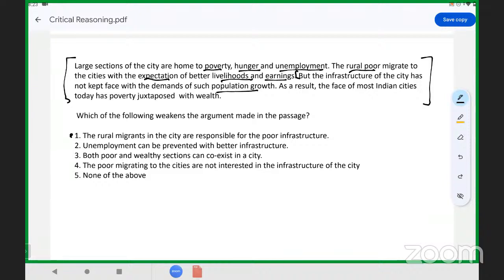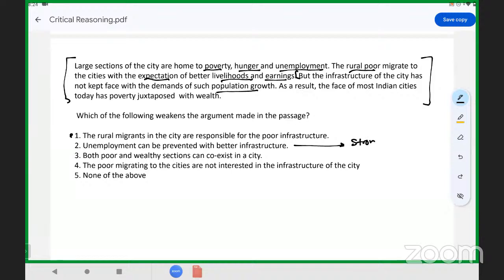Okay. So let us look at other points. Unemployment can be prevented with better infrastructure. So this is supporting. If you look at this statement, unemployment can be prevented with better infrastructure, which means the point mentioned over here, that infrastructure is responsible for a city's current situation. And even this point is saying the same, that if the infrastructure gets better, there won't be much unemployment. So this is kind of a strong argument.